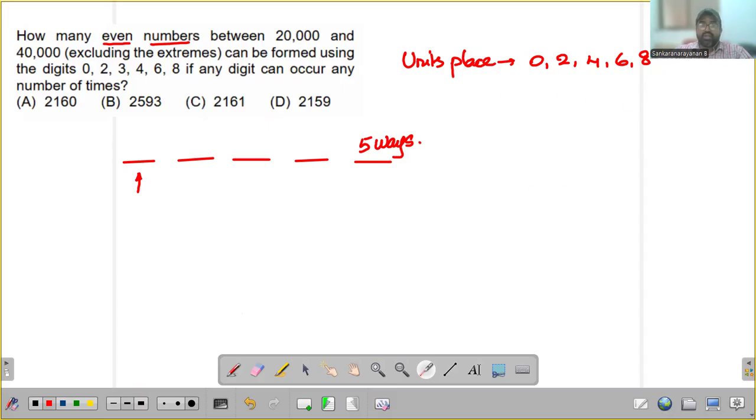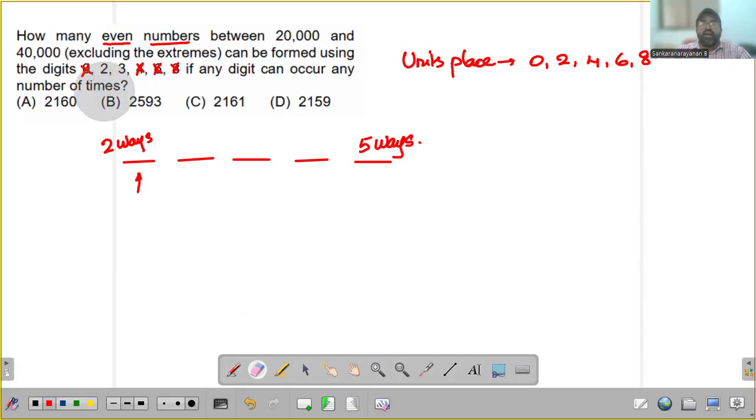Units place, what I have said here is 0, 2, 3, 4, 6, 8. So I cannot fill it with 0, 4, 6 or 8. I can fill it with 2 or I can fill it with 3. So the number of ways I can take care of the 10,000s position is 2 ways, right?